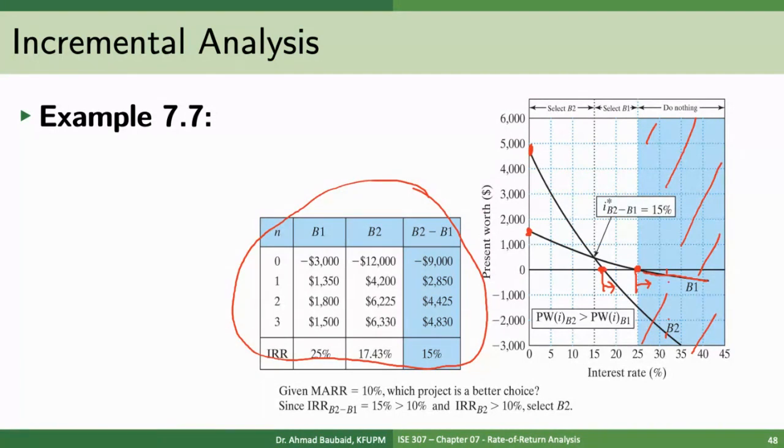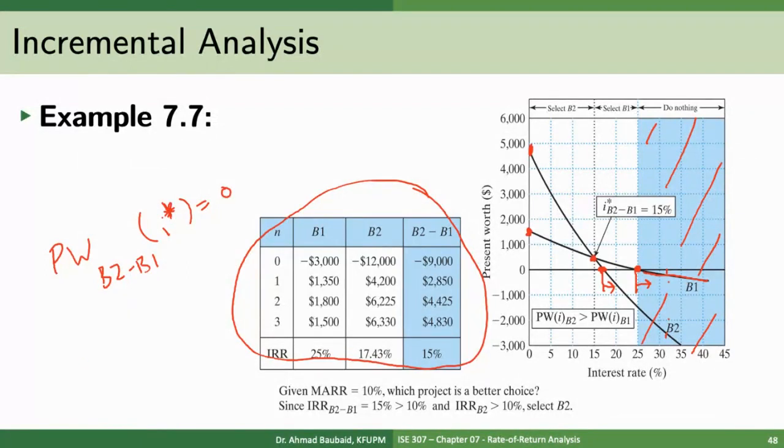And you can see here that this 15% is the point at which they intersect. I can go through why this is the case, but I'm not sure how important this is. Also, I encourage you to think about this: why is the 15% the zero of the incremental investment? So we found B2 minus B1.